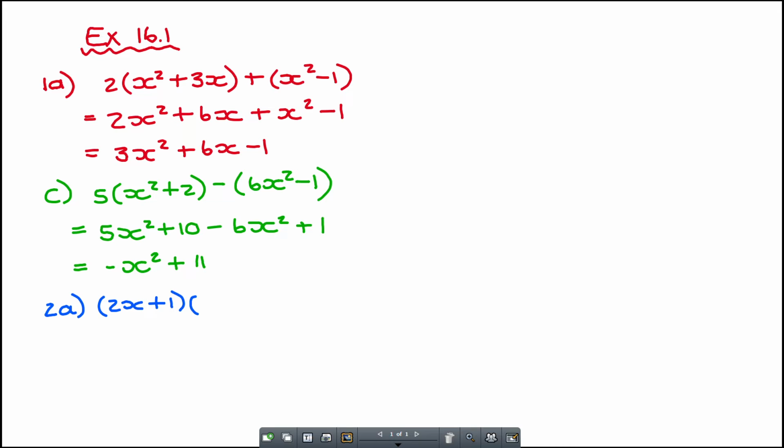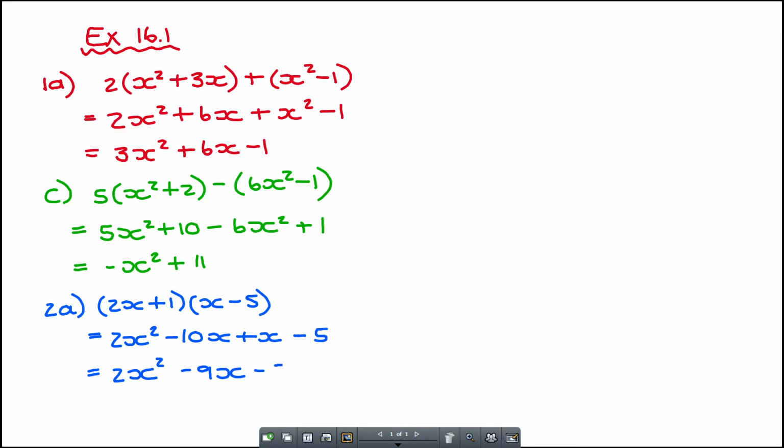Now we've got two brackets that we've got to multiply. So we've got to use FOIL. So 2x times x. Now remember that these middle two, they usually have to simplify. So minus 9x minus 5.